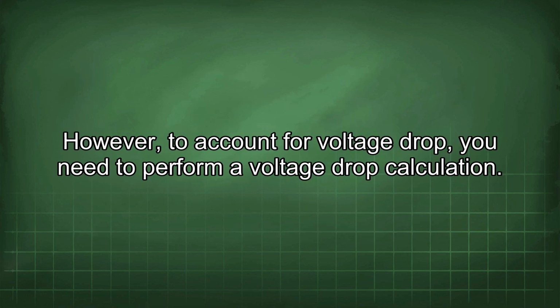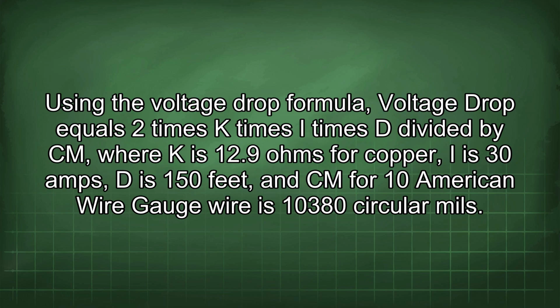However, to account for voltage drop, you need to perform a voltage drop calculation. Using the voltage drop formula, voltage drop equals 2 times K times I times D divided by Cm, where K is 12.9 ohms for copper, I is 30 amps, D is 150 feet, and Cm for 10 American wire gauge wire is 10,380 circular mils.